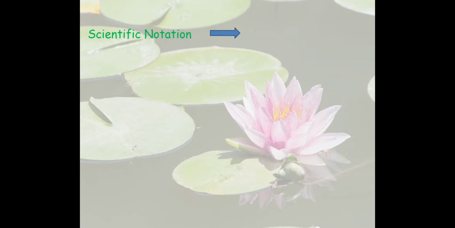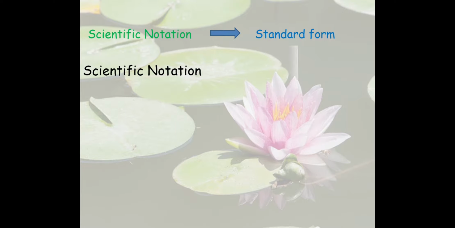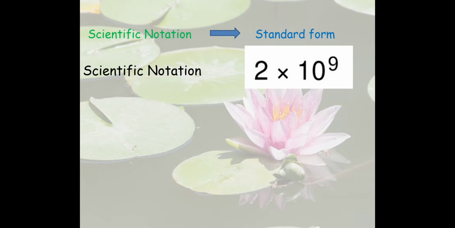Now we're going to change scientific notation to standard form again. We have 2 times 10 to the power of 9. Here 9 is positive. This means the exponent is positive, and the decimal point has to jump 9 spaces. Or if there is no decimal point, then we can easily say that we have to add 9 zeros to the right of the number.